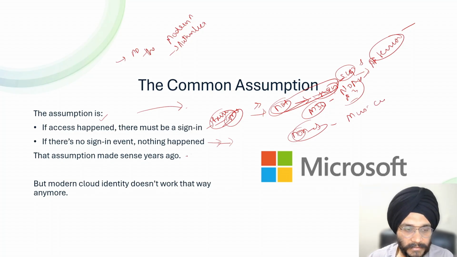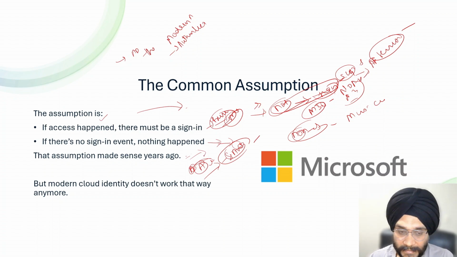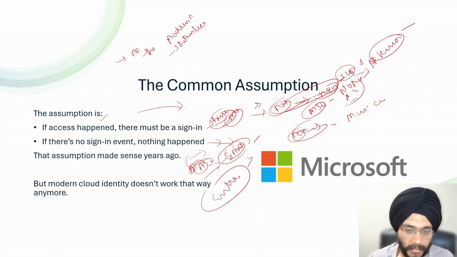These assumptions made sense years ago. I remember when we talked about on-prem identity, we were talking about Active Directory and other directory platforms. We used to think that if somebody tries to access, there will be an audit alert. Auditing is enabled, everybody will be noted. But in modern identity systems like Entra ID, this is not 100% correct.